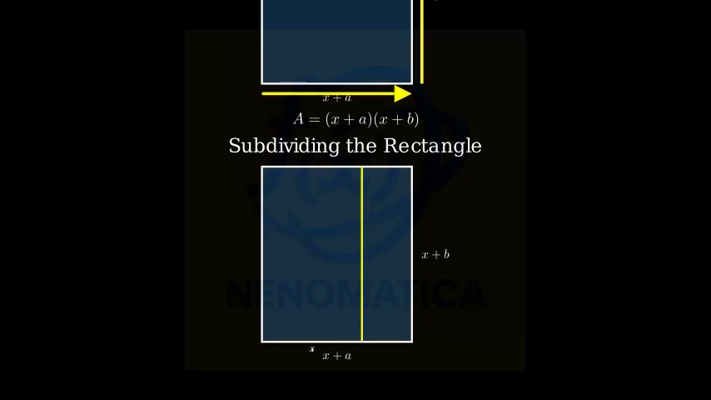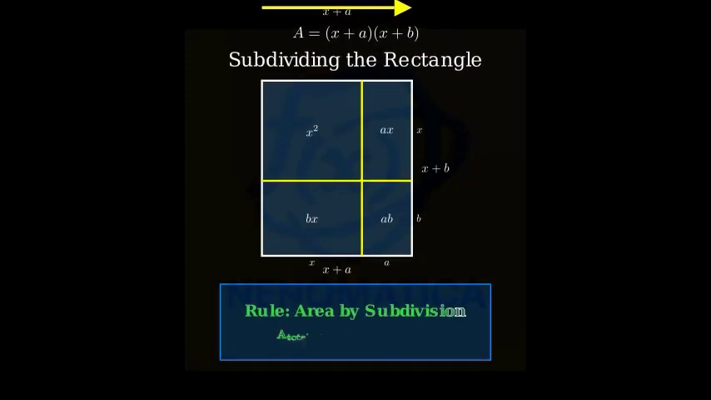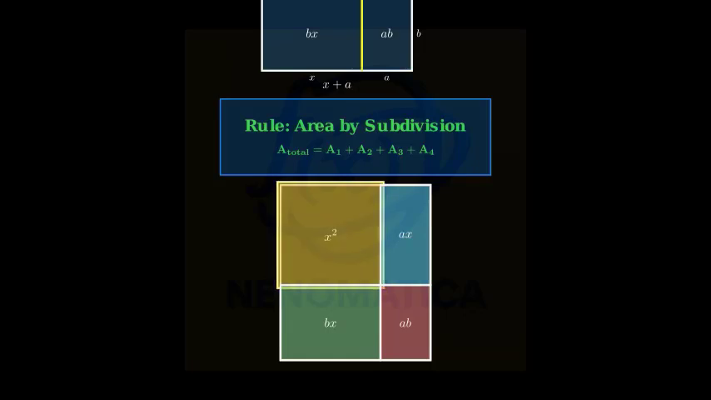First, we'll divide it vertically at position x, creating two regions with widths x and a. Next, we'll divide it horizontally at position x, creating regions with heights x and b. This gives us four distinct rectangular regions. Now let's analyze the areas of each region. The top left region has width x and height x, so its area is x squared. The top right region has width a and height x, giving an area of ax. The bottom left region has width x and height b, so its area is bx. And finally, the bottom right region has width a and height b, resulting in an area of ab.